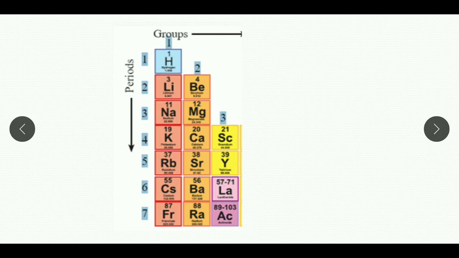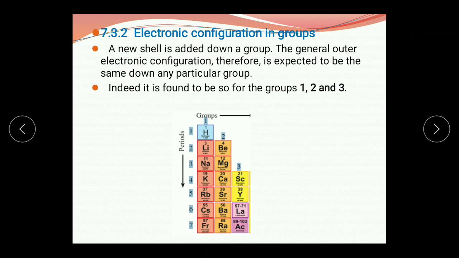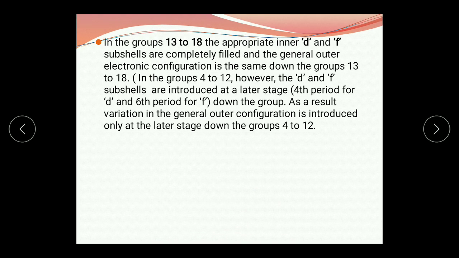So this is all about first three groups. That means 1, 2, 3 groups, they have general outer electronic configuration, every time a new shell is added as we move down the group. Now, in the groups 13 to 18, that means P block.